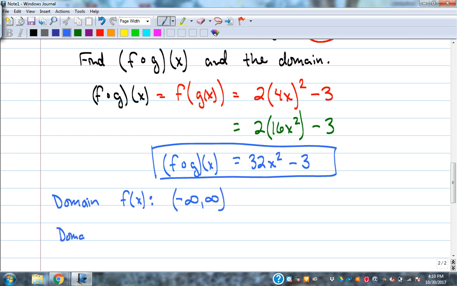And then on g of x, there are no restrictions either. No red flags. X wasn't in the denominator. X wasn't in a square root, so we didn't have any issues there. So with the domain of the composite function, if there are no restrictions on either of the original ones, can there be any restrictions on the composite? Absolutely not. Not going to happen.